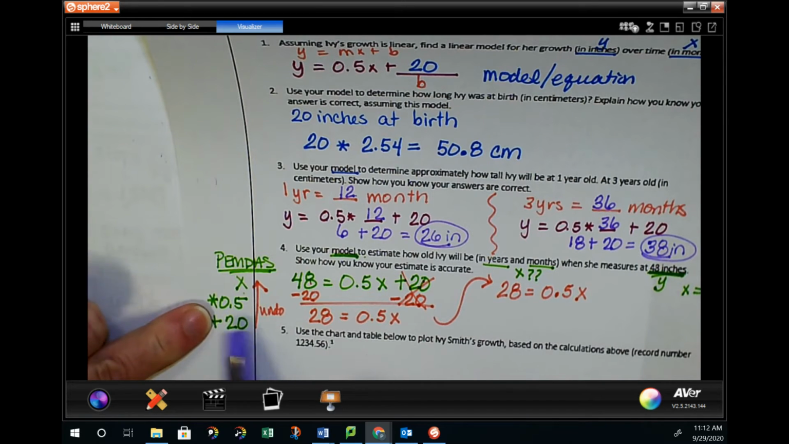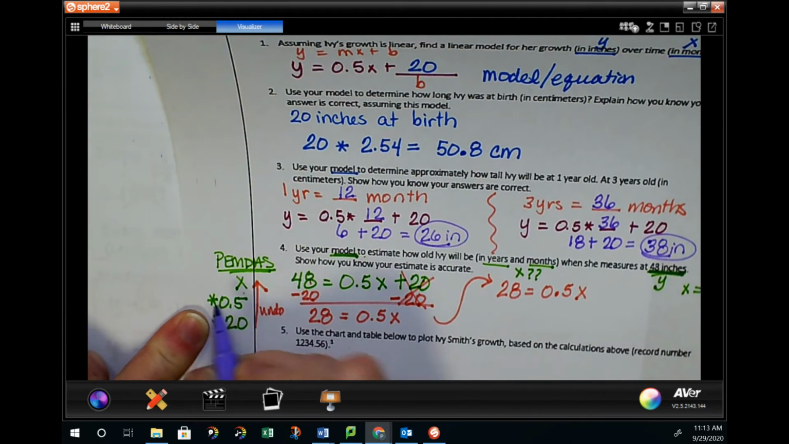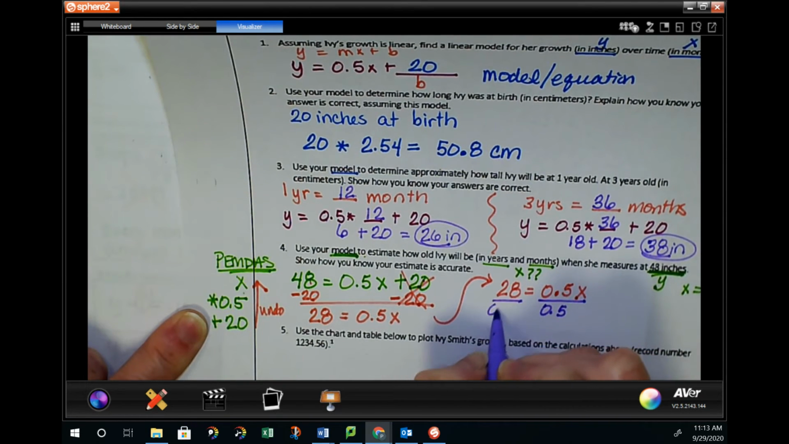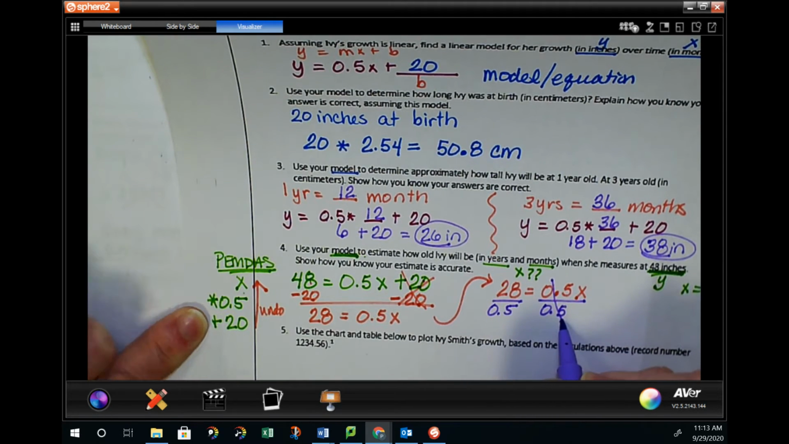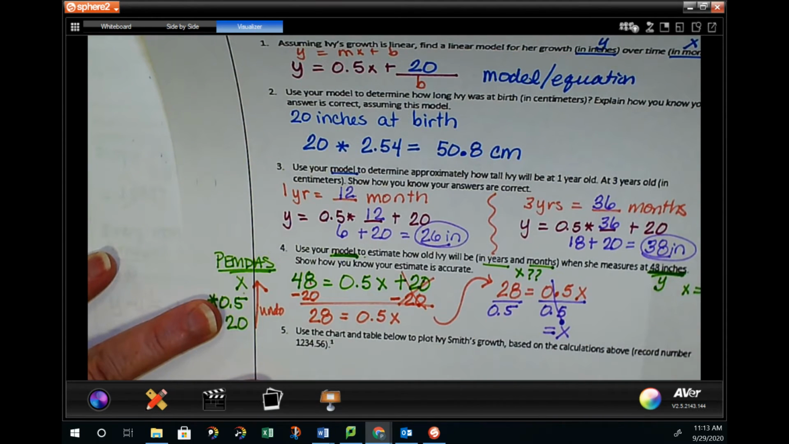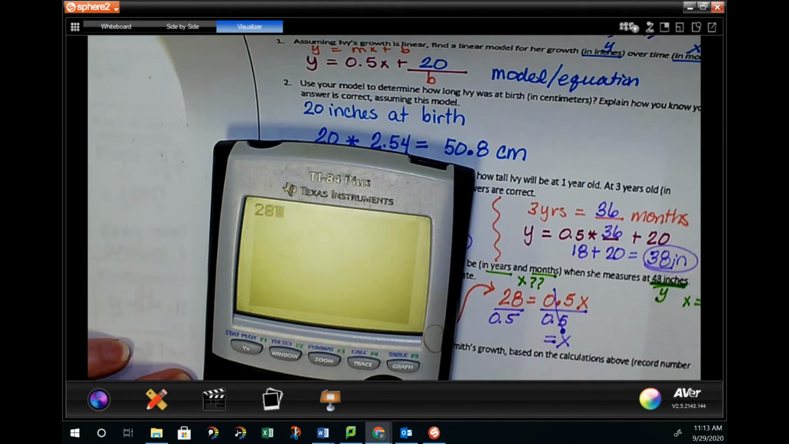So that next step says, okay, I added 20, the opposite was subtract. Now, instead of multiplying by 0.5, I am going to do the opposite of multiply, which is divide. Divide by 0.5 on both sides of the equal sign. And then 0.5 divided by 0.5 is 1. So I get x equals 28 divided by 0.5. You know what, guys? We're just going to use the calculator. You're going to go 28, divide by 0.5, and we end up getting 56.